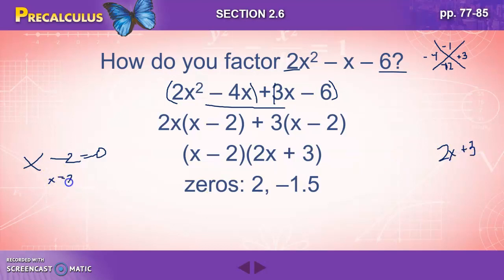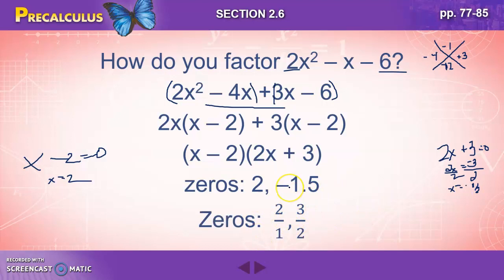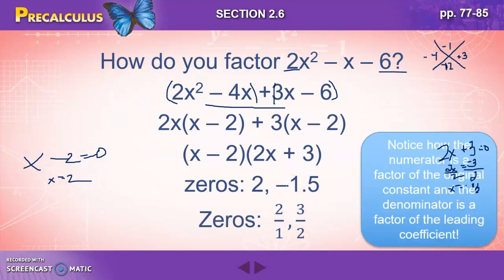And here we get x equals 2. And here we get 2x equals negative 3. Divide both sides by 2, and you get x equals negative 3/2, which has been translated into decimal here, negative 1.5. Our zeros are 2 over 1 and negative 3 over 2.